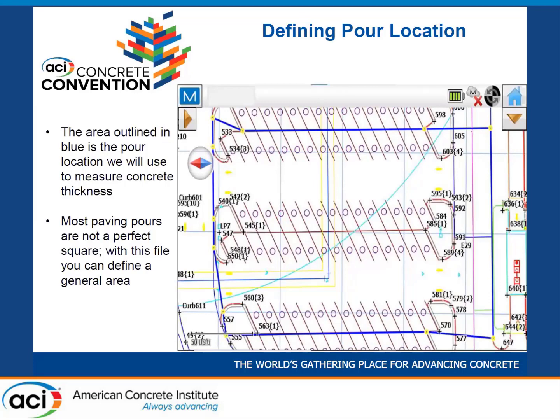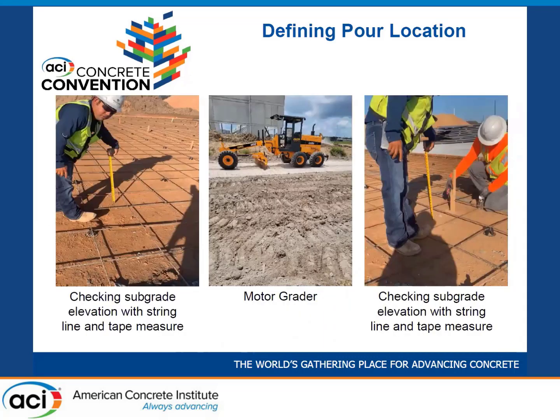Again, every pour is different. This time we've got about a 30,000 square foot pour, outlined there. If we had a couple of different shapes, the random calculator can handle that, but you need to isolate the area you're working with and define it. Checking grades is still done with string line. How long are you spanning with a string line, and how taut is it? There are motor graders without 3D capabilities and with 3D capabilities, and many different ways to grade your subgrade.